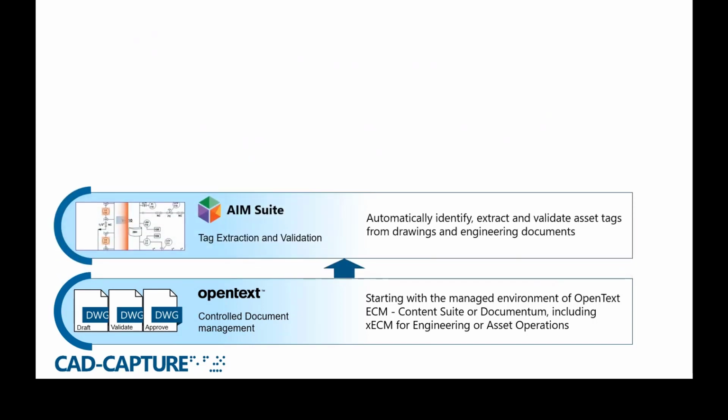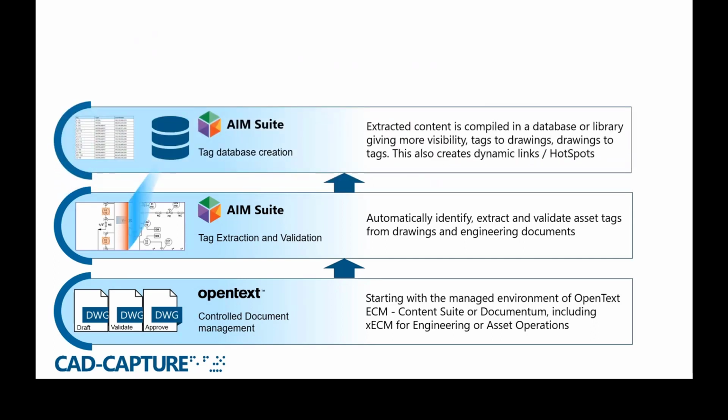With the introduction of the AIM suite, you get the ability to automatically identify, extract, validate, and categorize the asset tags within your drawings and engineering documents, unlocking the content that is often extremely difficult, if not impossible, to access and utilize effectively. The harvested tag information can then be compiled into a tag database. This means that you get a more granular view of the tag information held within drawings or engineering documents, giving a view of the tags on a certain drawing or the drawings that hold particular tags.